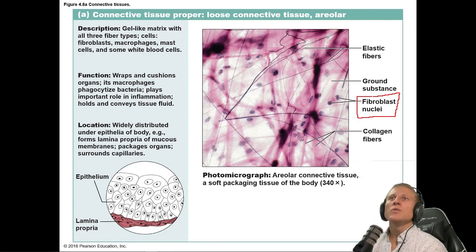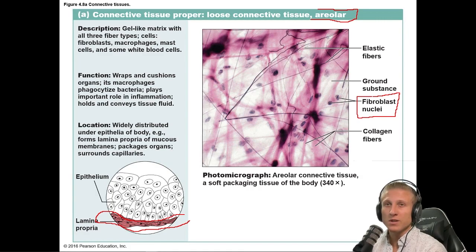Here we're talking about loose connective tissue of the areolar subtype. Where do we commonly see this? Well, there is a layer of this immediately under the lining of your epidermis of your skin. There's multiple components to the particular layer under your epidermis, but the first layer immediately under it, forming the basement membrane, is the lamina propria, and that is areolar connective tissue.